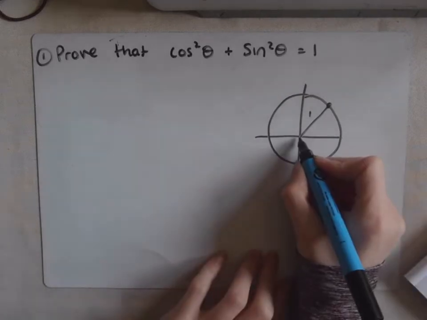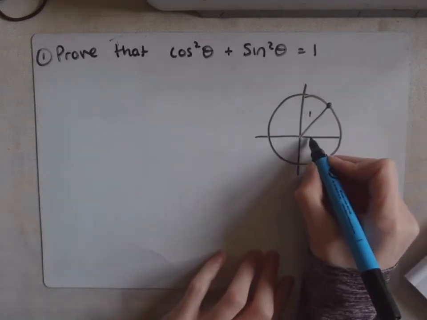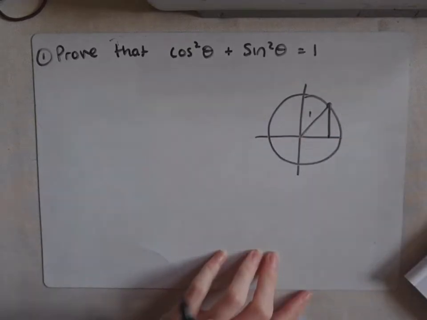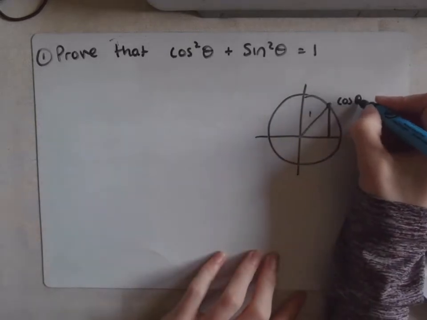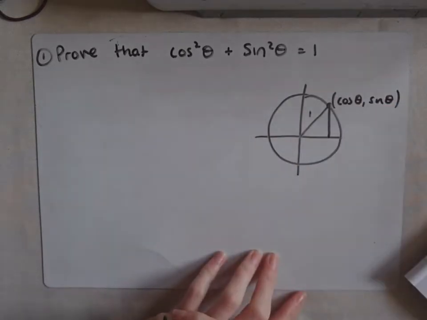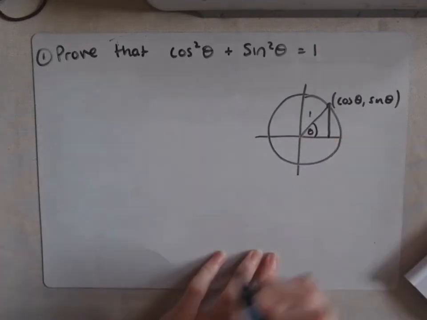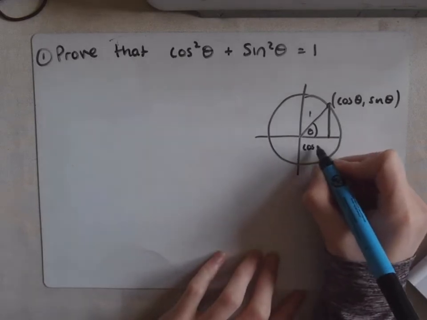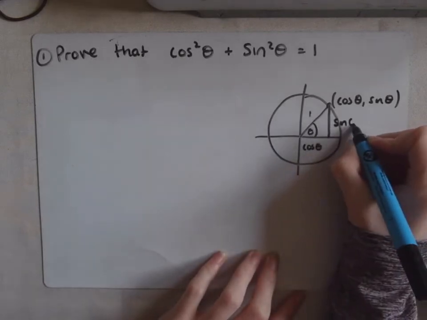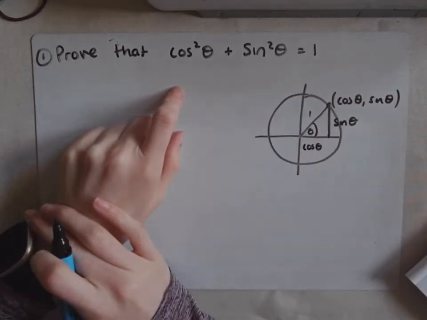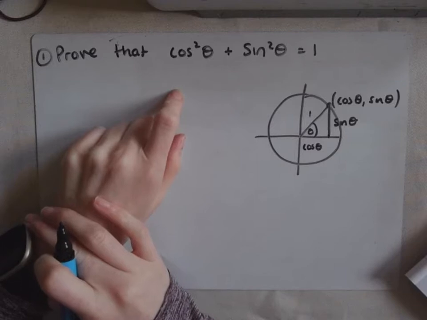Now we know to get to this point here, it's over x and up y, but when we're in trigonometry, we know that it's cos theta and sine theta. This is your theta here. So we know this distance here is cos theta and this distance here is sine theta. So to prove this, what you're going to do is Pythagoras' theorem.